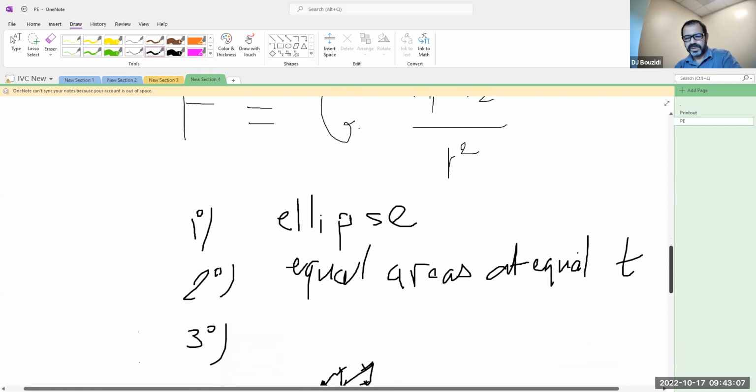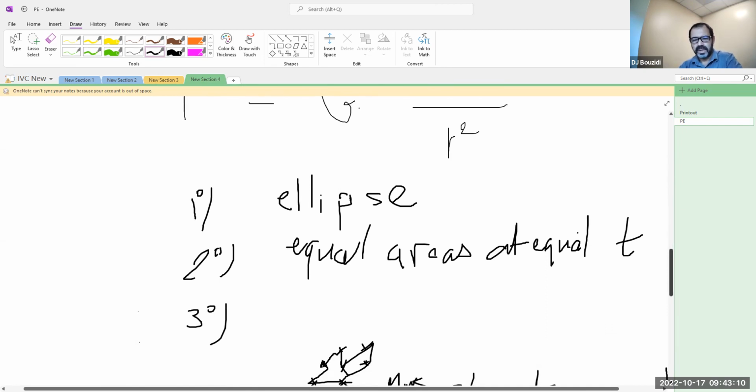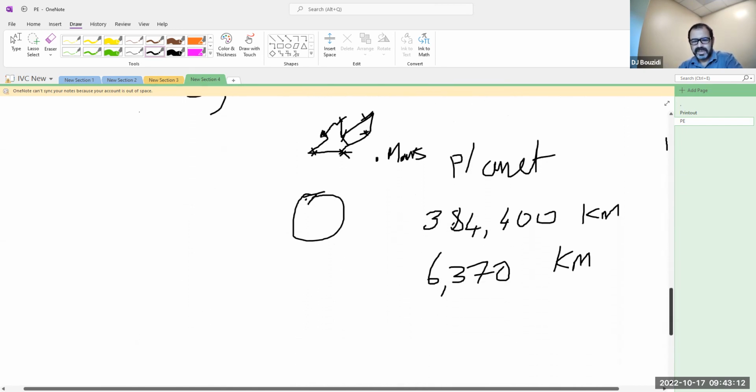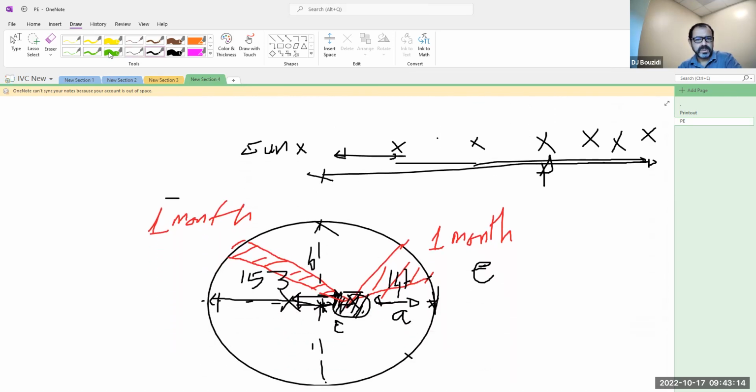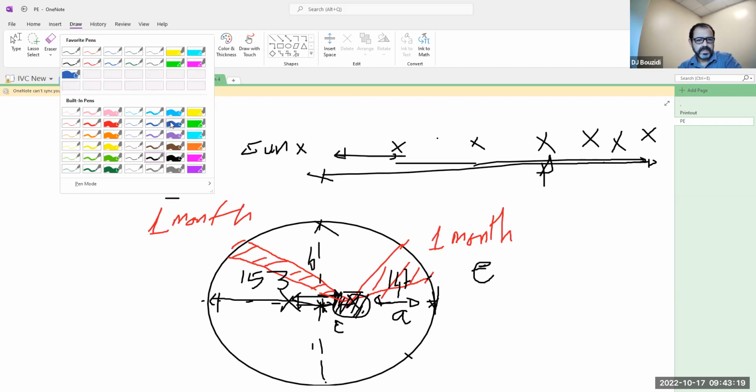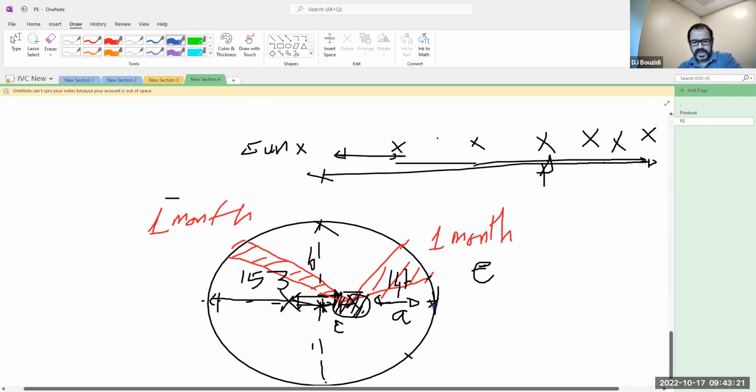The third law is actually a little bit more interesting. If you take the time it takes for a planet to go once around the sun, let me choose a different color, this thick blue. Let's say it starts from here. This is December 21st, and then it goes around. This is June 21st. This is September 21st, and now we're back to December 21st. That's 1 year. So the period, in the case of the Earth, is exactly 1 year.